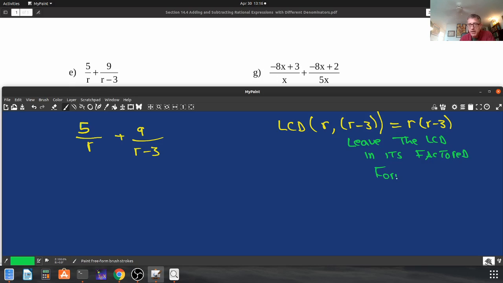Why? Because sometimes you actually have to factor them, and there's some work. Here it was really easy. And once you do all that work to factor something, why undo it?